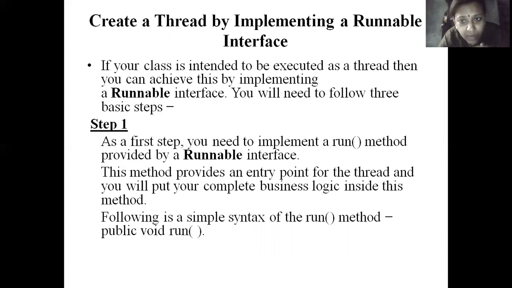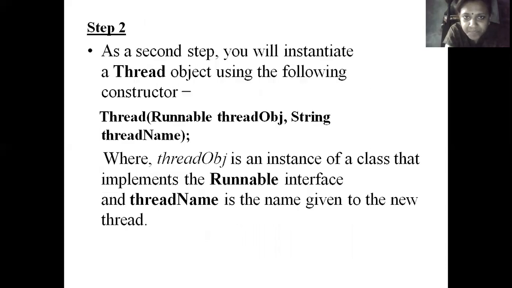Okay, the run method is the main part. Following is a simple syntax of the run method: public void run. Second step is you will instantiate a thread object using the following constructor: Thread(Runnable threadObj, String threadName). Thread object is an instance of a class that implements the Runnable interface, and thread name is the name given to the new thread.